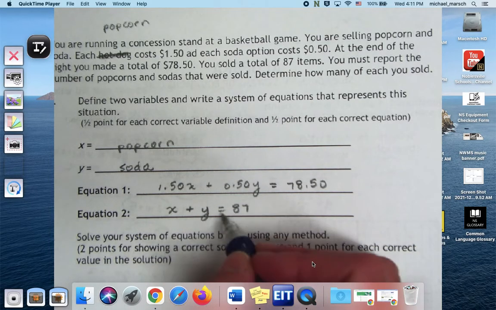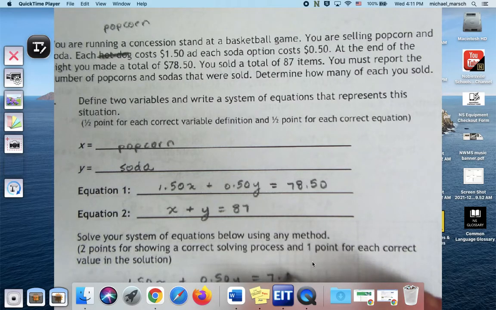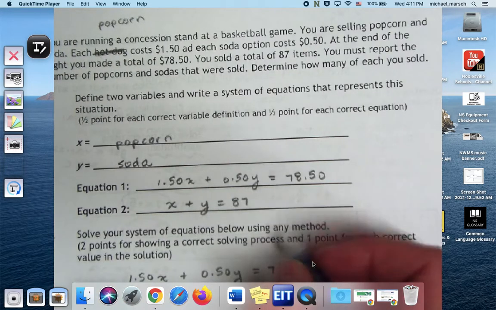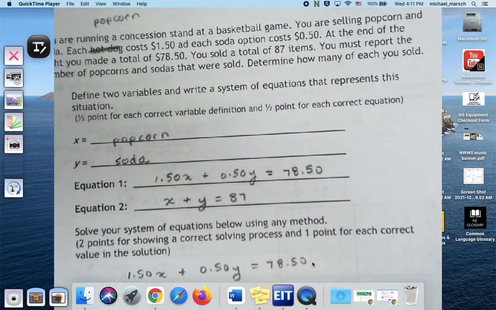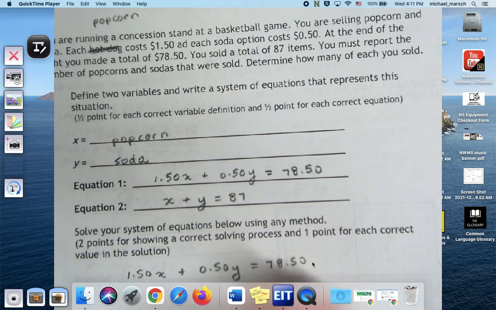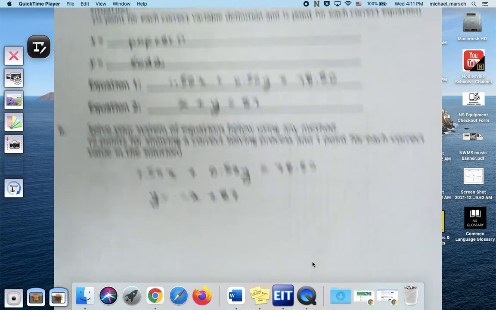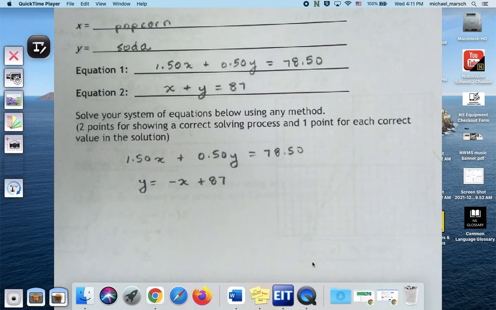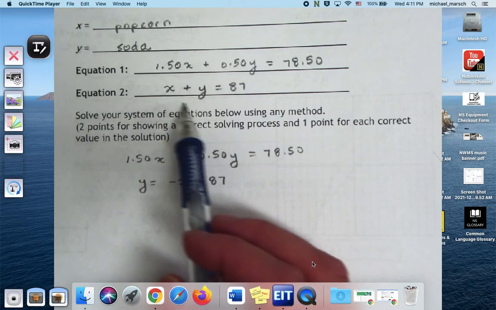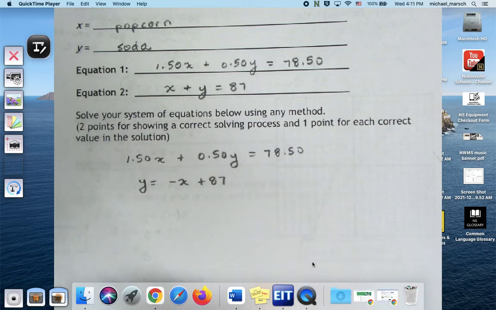I'm going to rearrange this, so I'm actually going to end up with 1.50x plus 0.50y equals 78.50. And I'm going to make this y equals negative x plus 87. I'm going to do substitution method in this one for no rhyme or reason. Maybe you wanted to do elimination. Whatever works best for you is what you need to do. But to get this, I just subtracted the x, negative x plus 87. Or you could have 87 minus x. They mean the same thing.